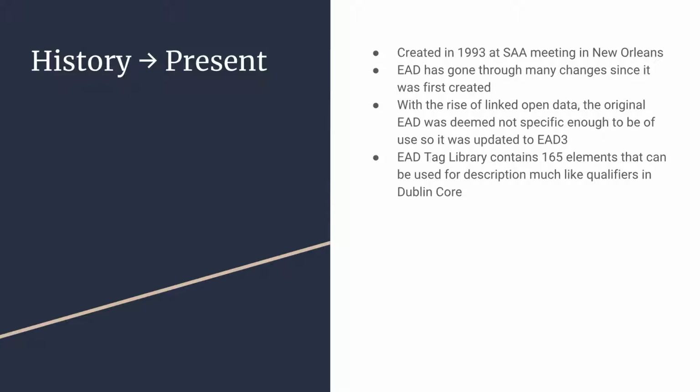Since its creation, EAD has gone through many changes. The most current version is EAD 3. With the rise of linked open data, the original EAD was deemed not specific enough to be useful. Much like Dublin Core, EAD offers ways of specifying through the use of tags. The current EAD tag library has 165 elements.